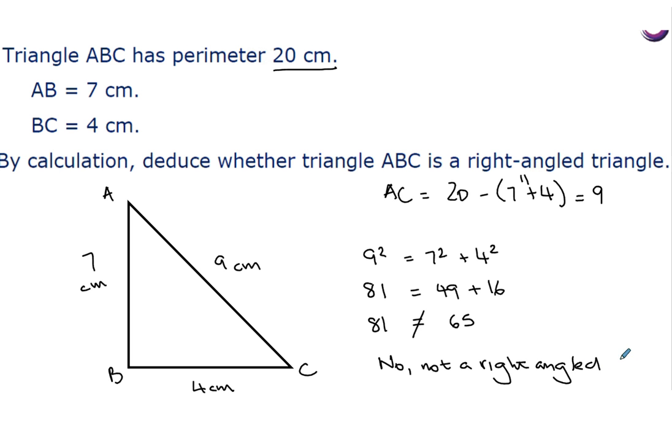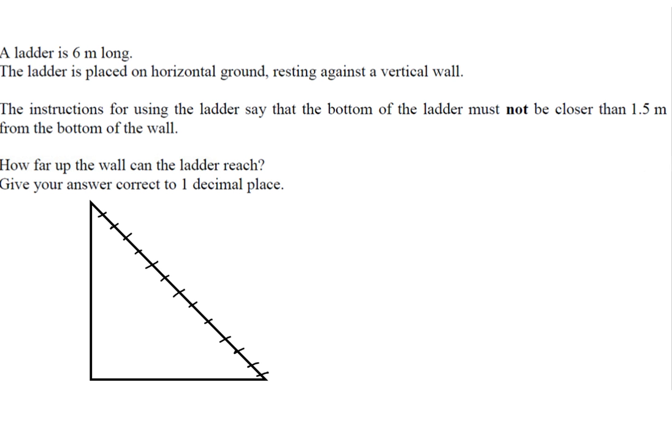Angled triangle. Okay, yeah, good. Let's have a look at another question. I hope you like the way my ladder looks. The ladder is 6 meters long. The ladder is placed on horizontal ground resting against a vertical wall.